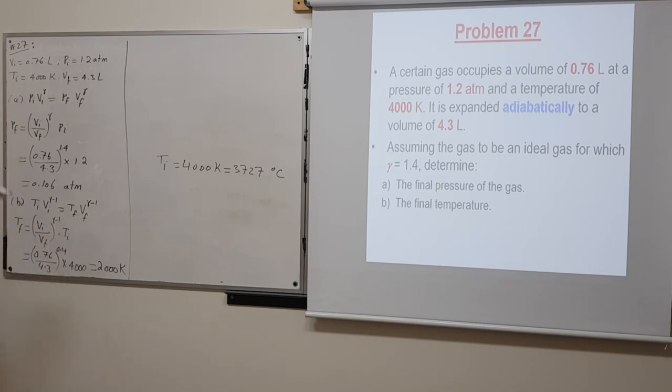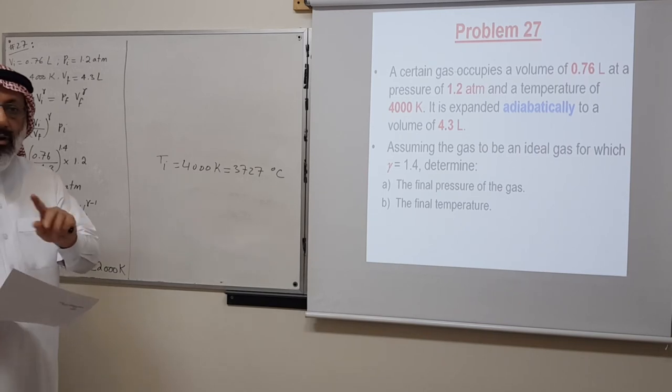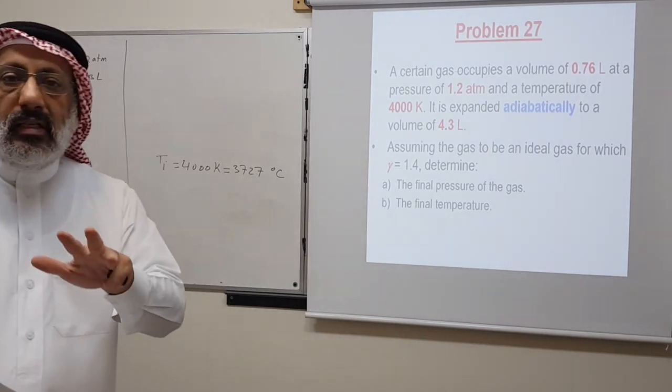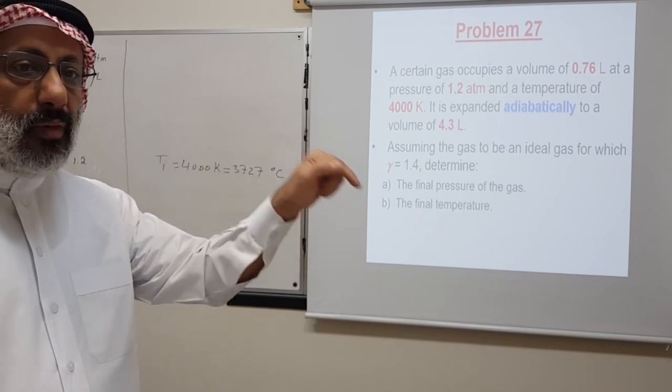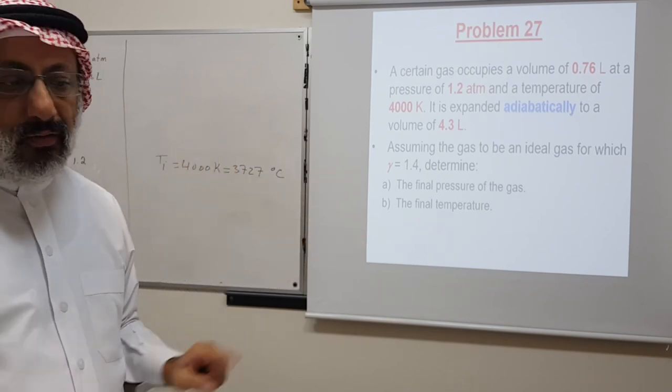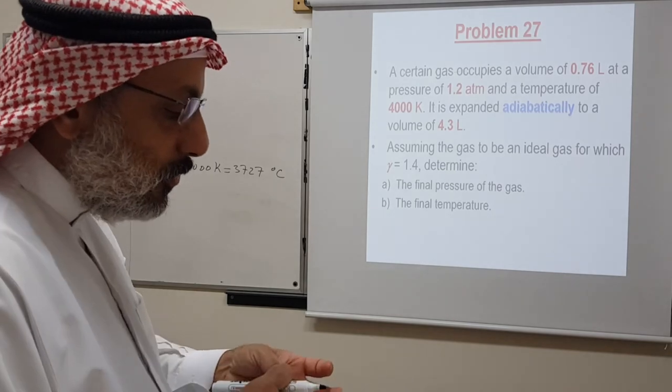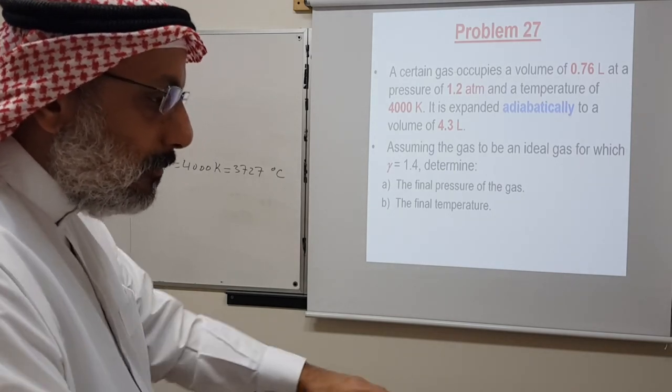And what you get, convert it to Kelvin. You will not get 2000. You will get 2136 Kelvin, which is absolutely incorrect. And that's because, as I stressed from the beginning of this chapter, forget about Celsius degrees in chapter 19 with gases. You must work with degrees Kelvin. This is just an illustration of that mistake.